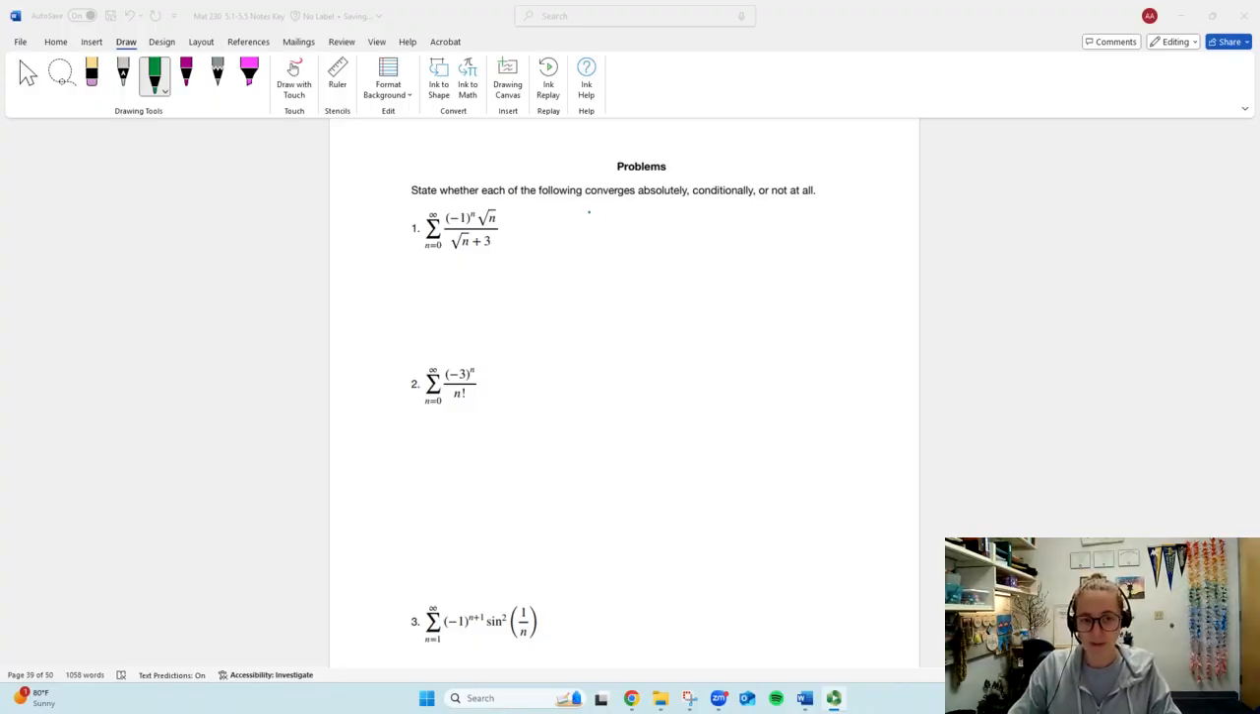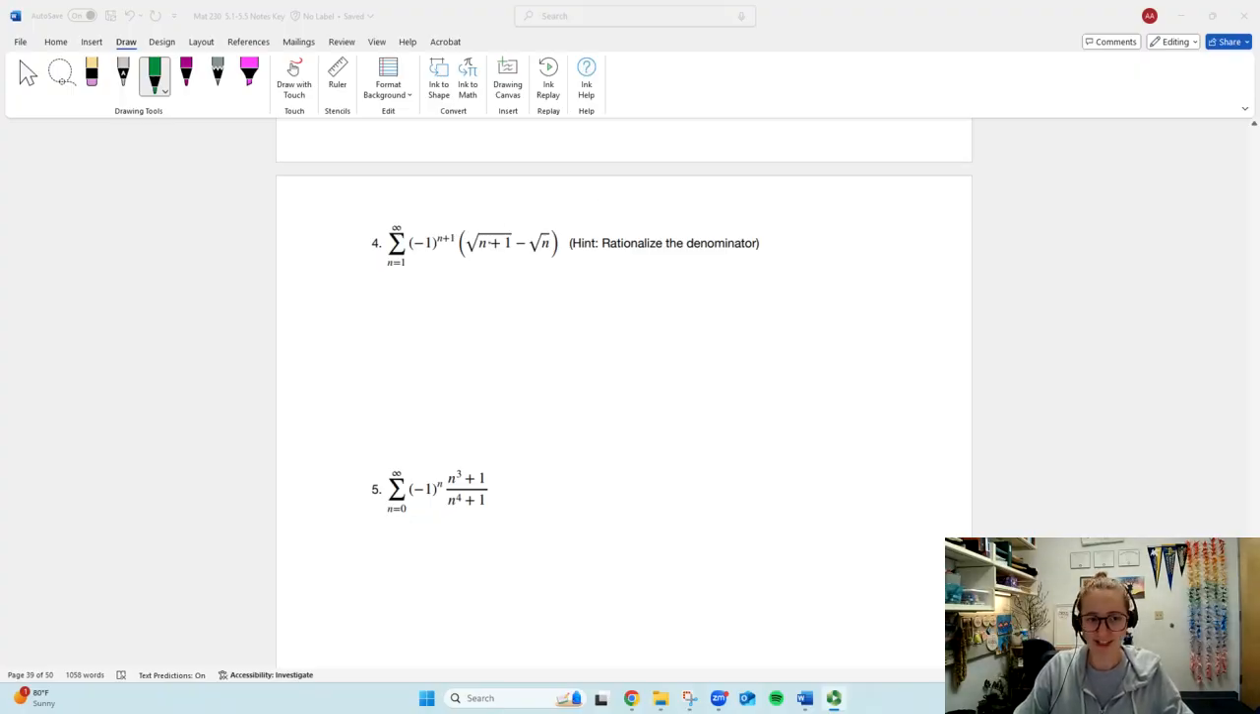Okay, we have our problems right here. So remember, when you are looking at these, what we're really trying to see is if it does absolutely converge, then our term without the alternating part will also converge. There are two of these that absolutely converge, and there is one that conditionally converges on this page.